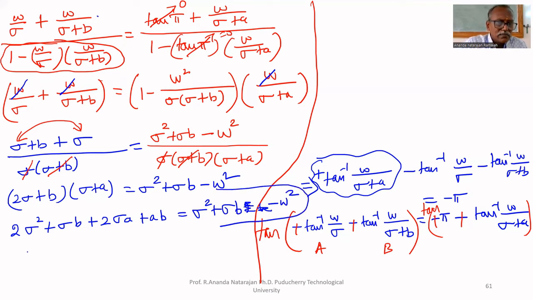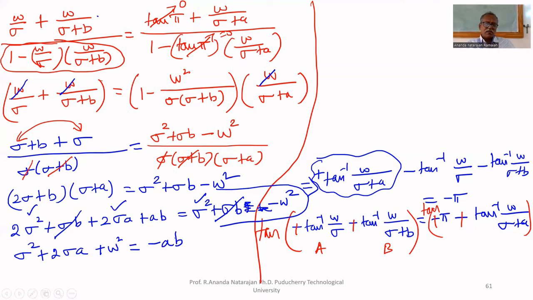If you bring this sigma square here, you will get sigma square. Sigma B gets cancelled. Plus 2 sigma A plus omega square equal to minus AB.